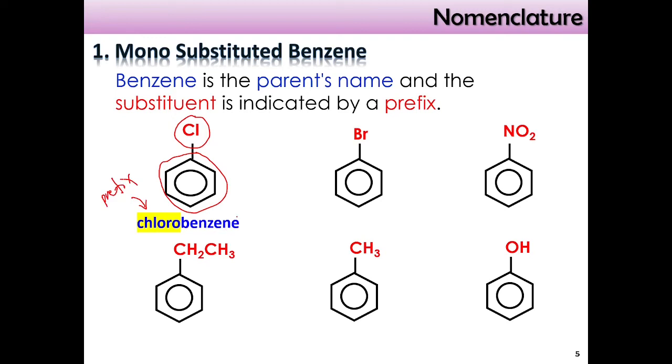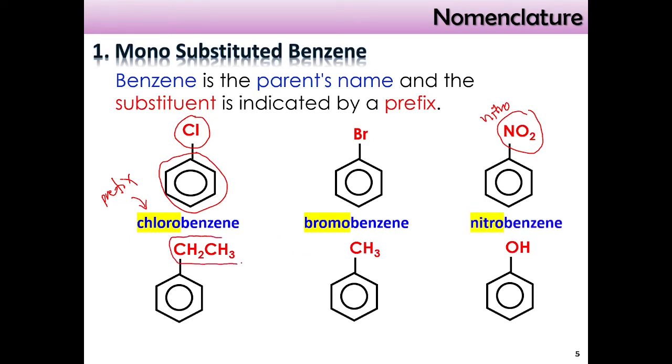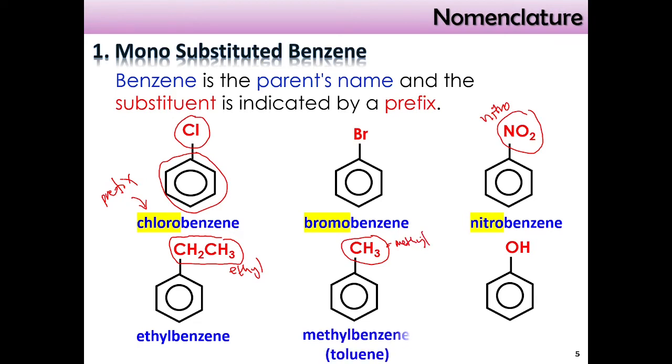Chlorobenzene. Benzene is the parent name. Bromobenzene. And this one is nitro, so nitrobenzene. And this one is ethyl. One substituent only, and this is ethyl, so it will become ethylbenzene. This one is methyl, so it will become methylbenzene, or the common name, which is also accepted as IUPAC, toluene.